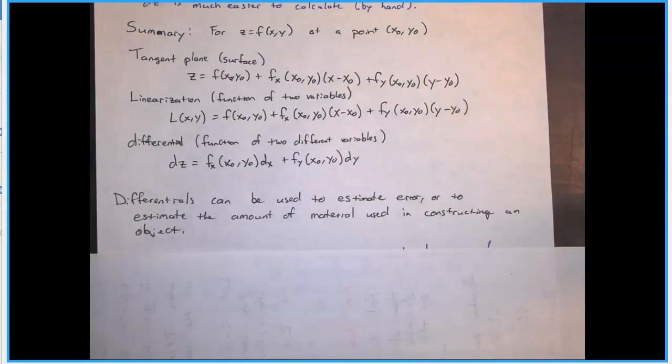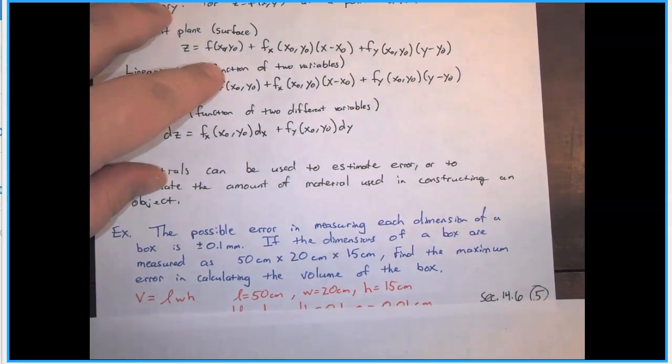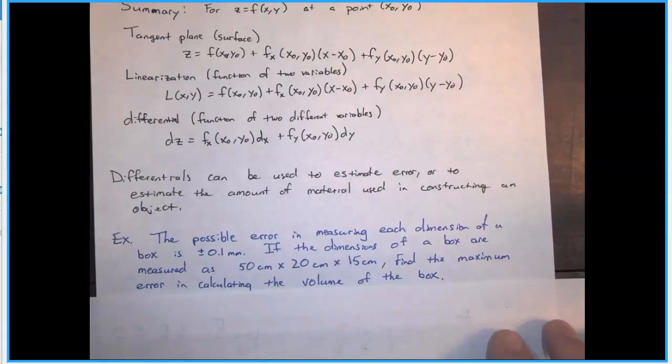Hi everybody, welcome back. I just want to finish up section 14.6 on tangent planes and differentials with a couple of quick examples on applications of differentials, what these differentials can be used to estimate. They can be used to estimate error in measurements or amount of material used in constructing an object, in particular hollow objects or objects that are very thin, like a metal can or something like that. So really all I have for you are two examples.